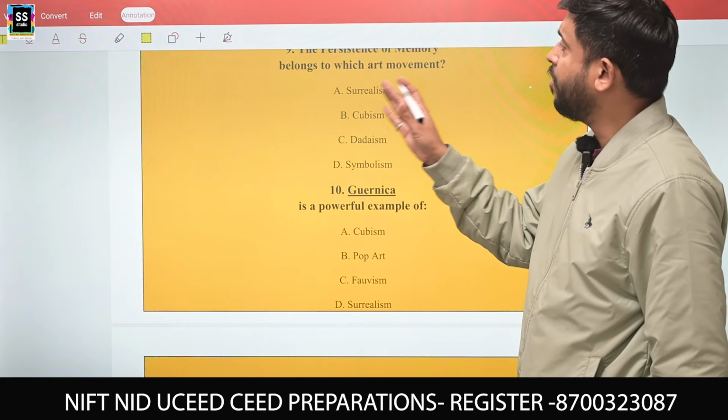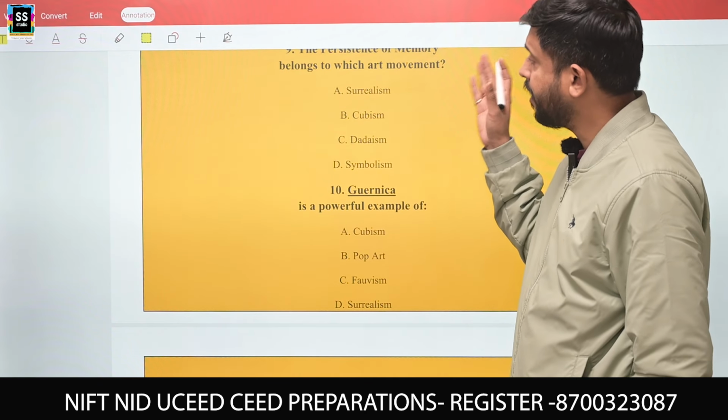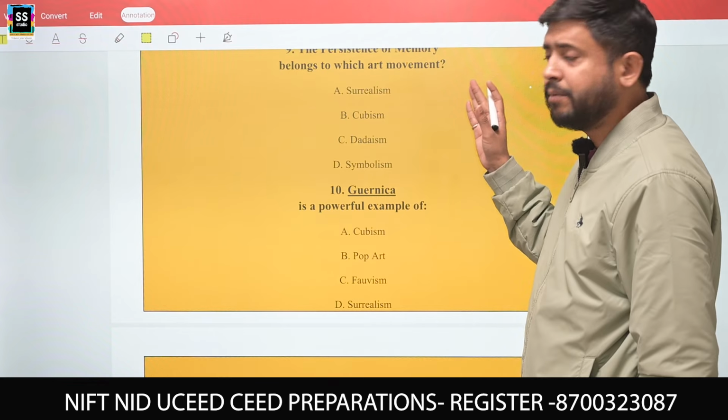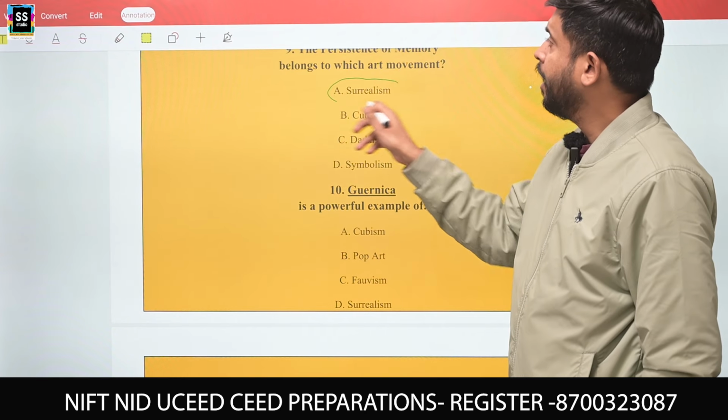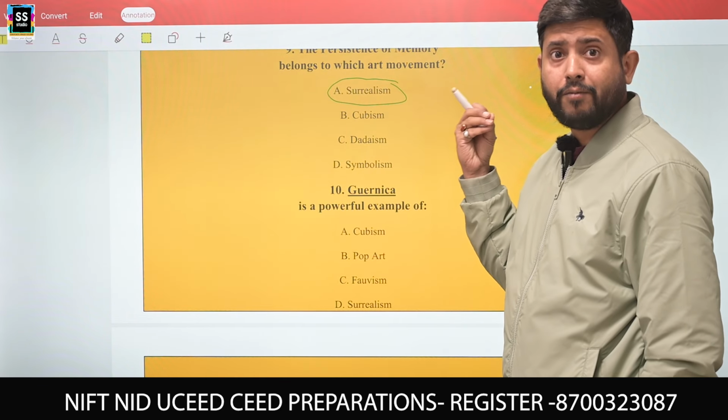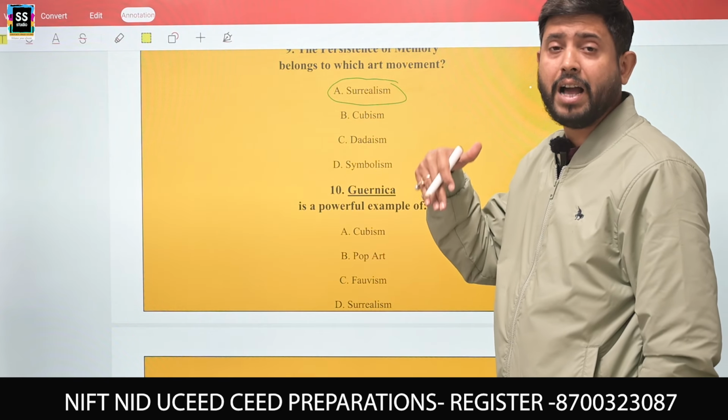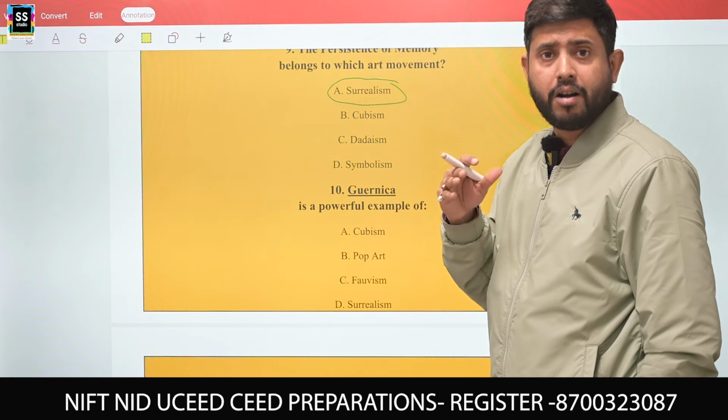Moving forward, the next question: The Persistence of Memory belongs to which art movement? Your options are surrealism, cubism, Dadaism, or symbolism. The correct answer is surrealism. So who was the artist of The Persistence of Memory, or that melting clock? If you have seen that artwork, that's Salvador Dali.